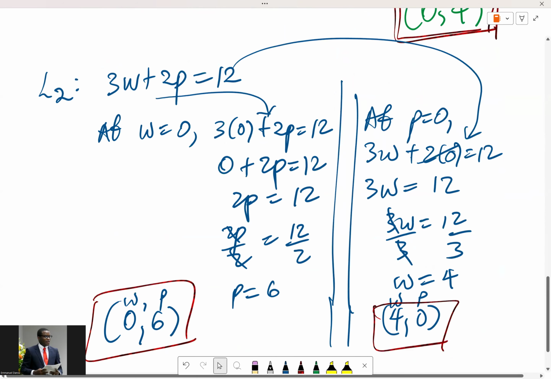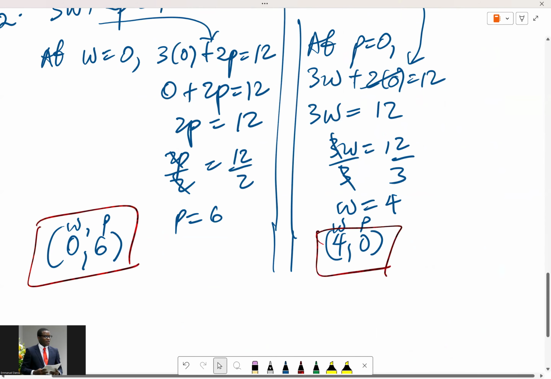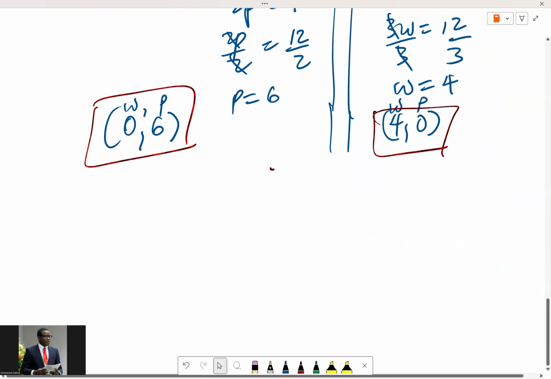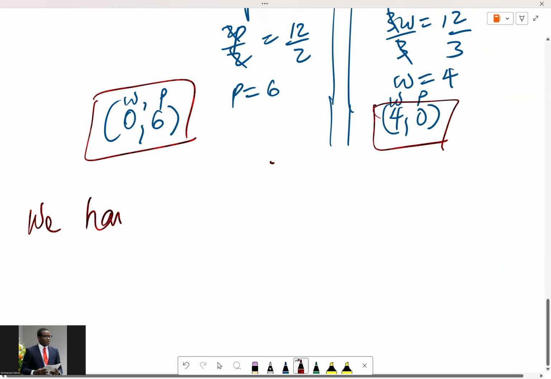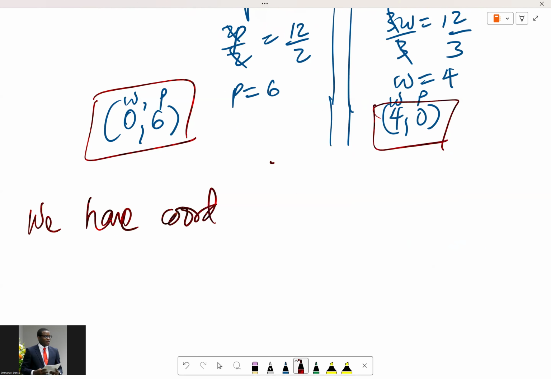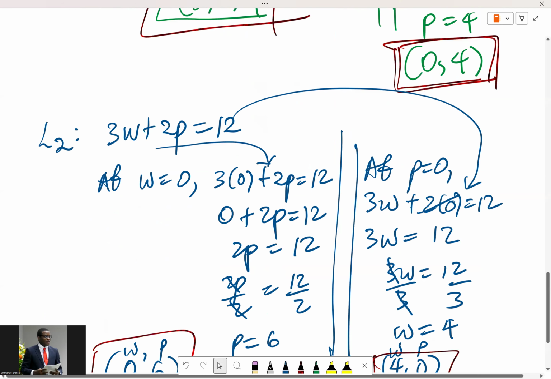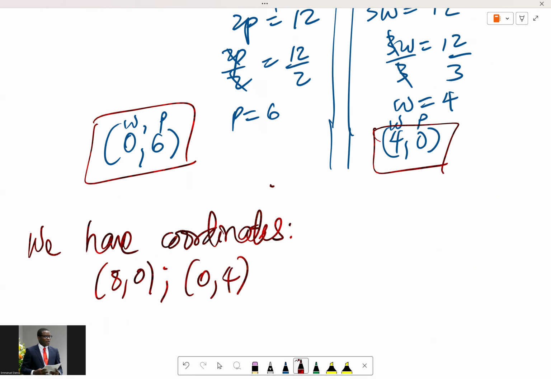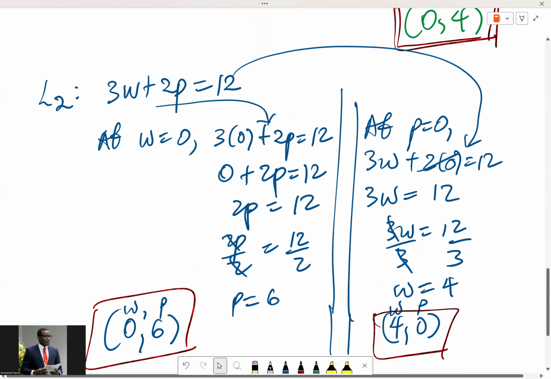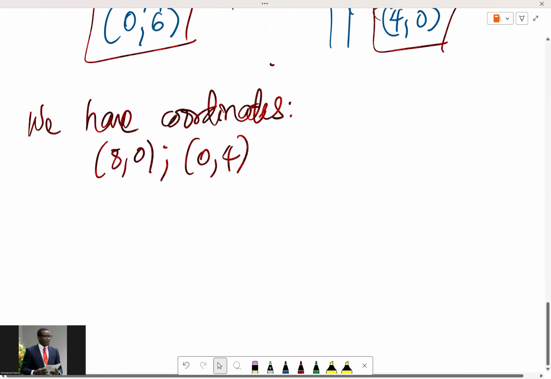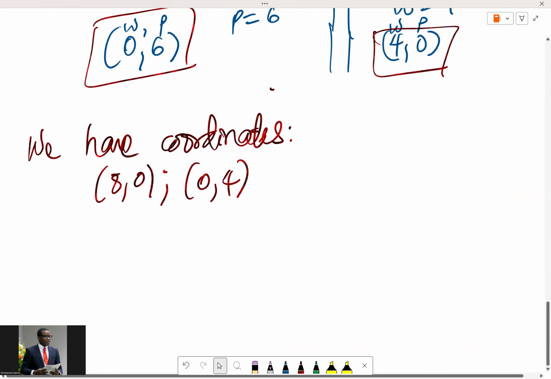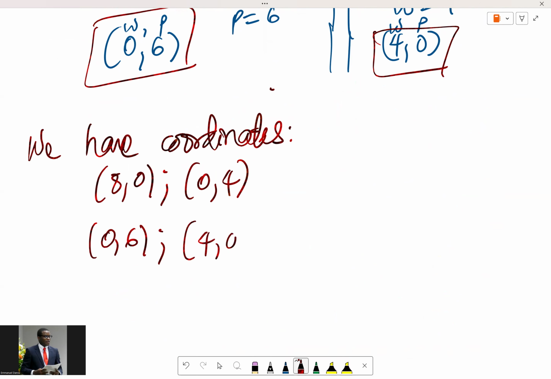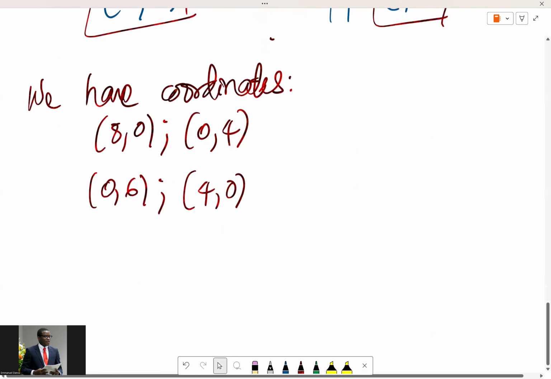Now with these points you have now, let's list out the points. Okay, what are the coordinates we have? The first we have is 8, 0 and 0, 4. The second one is 0, 6 and 4, 0. That's what we have. So these are the points we have.